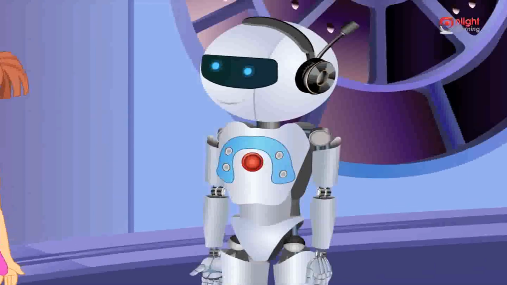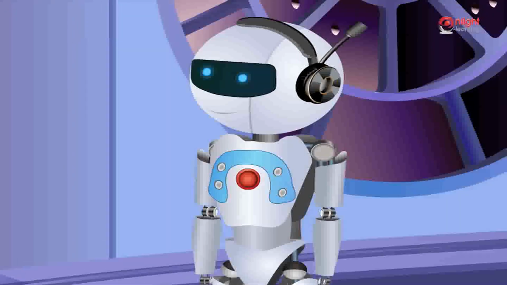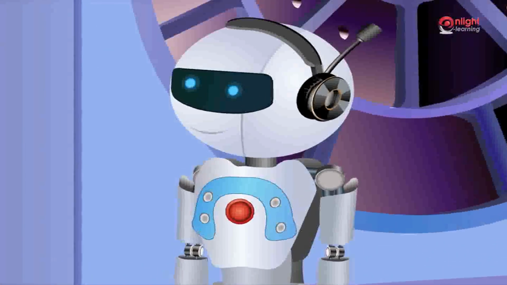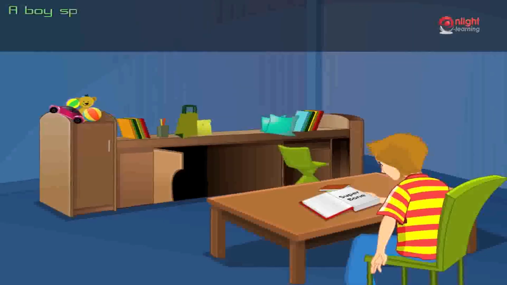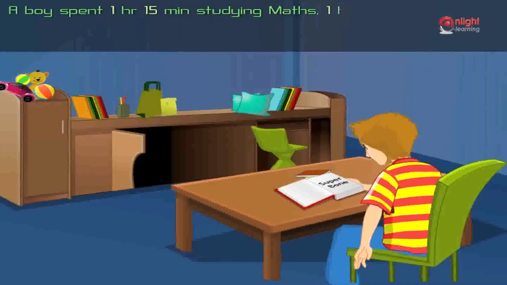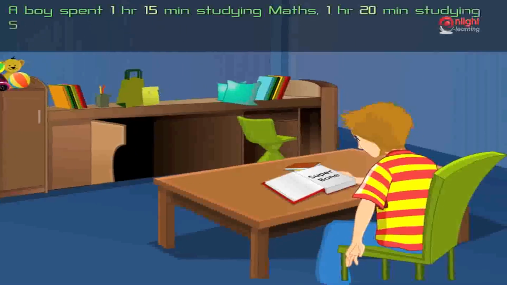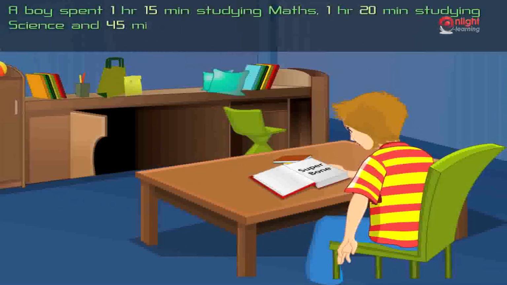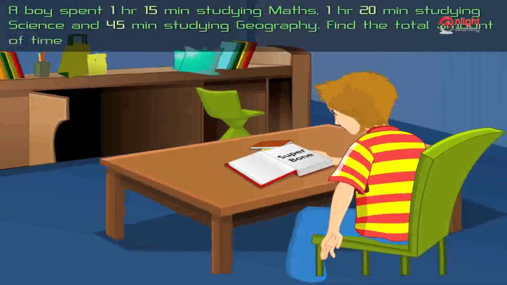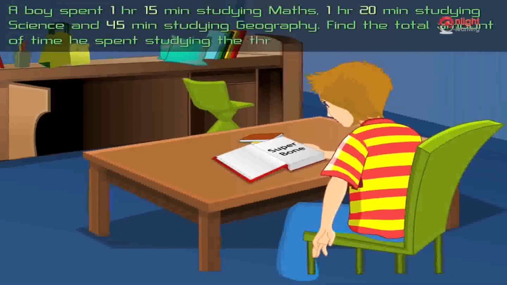We have already learnt how to perform addition of numbers showing time. Let us solve the problem to review this concept. A boy spent 1 hour 15 minutes studying maths, 1 hour 20 minutes studying science, and 45 minutes studying geography. Find the total amount of time he spent studying the 3 subjects.